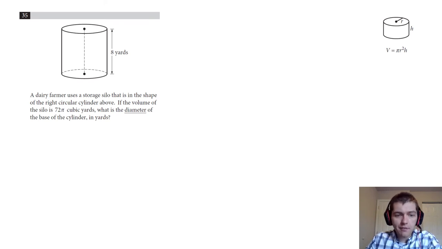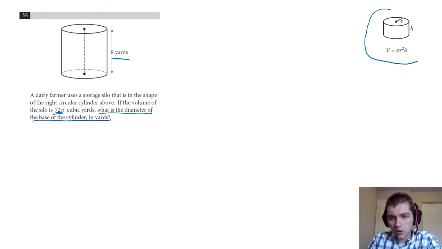Problem 35, they're looking for the diameter of the base of a cylinder in yards, where the information they give you earlier in the problem is the volume, and the picture gives you the height. You might need to refer back to the equation sheet that comes with the SAT. If you need it, it's there. So you can go ahead and copy that equation over. Volume is equal to pi r squared h.